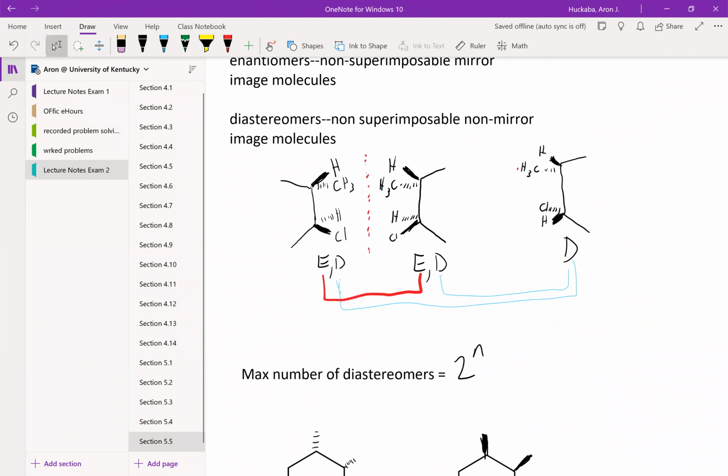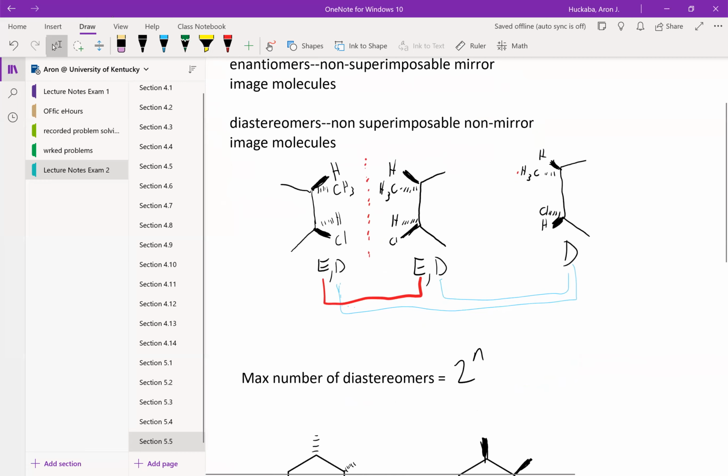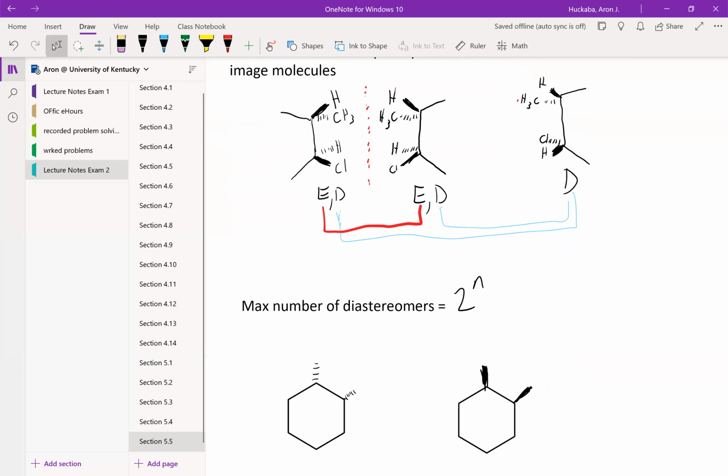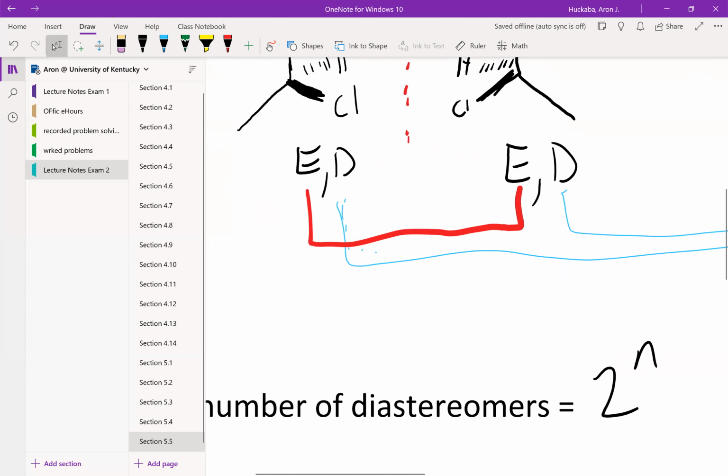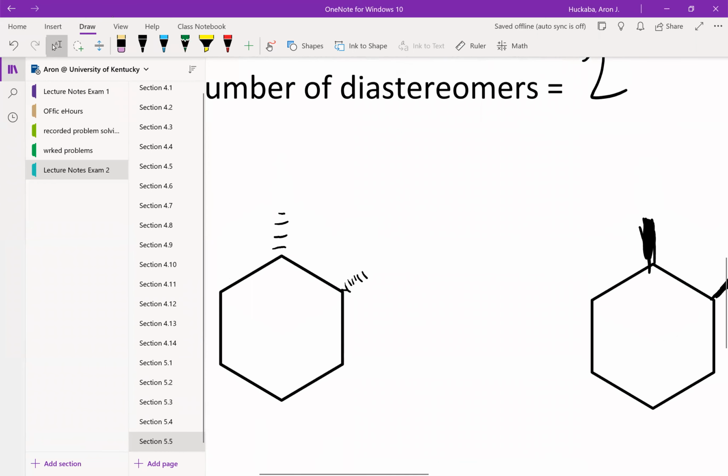All right, so let's do a little practice, finding out if a pair of molecules is an enantiomer or a diastereomer. All right, so we have these two molecules.